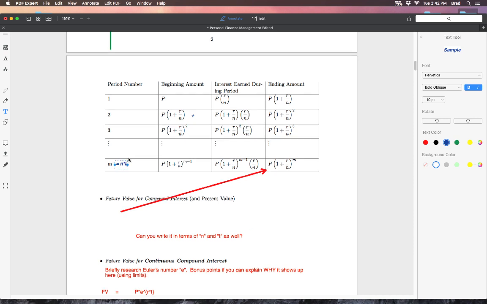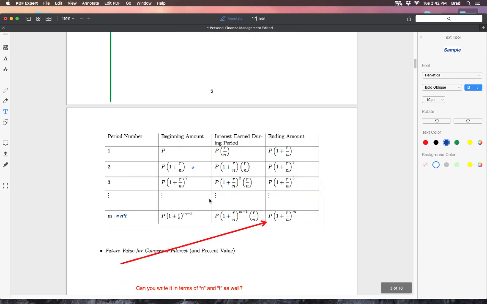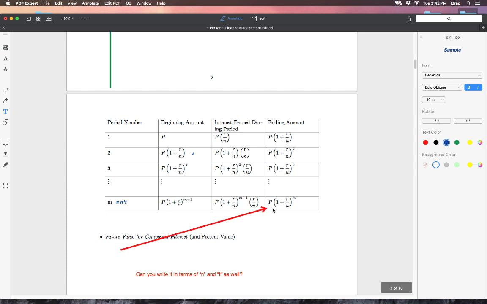times t, the number of times compounding per year times the number of years, we will get exactly what our formula is for compound interest right here. So I've just drawn a line here to say the future value of compound interest is simply equal to this: p times the quantity 1 plus r over n, that whole quantity raised to the mth power, or raised to the n times tth power is how I'll typically write it.